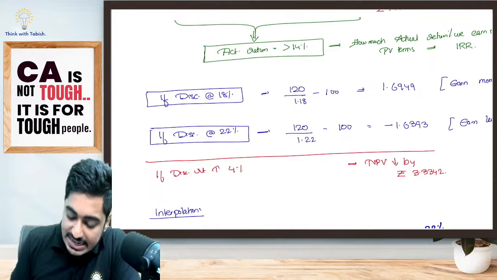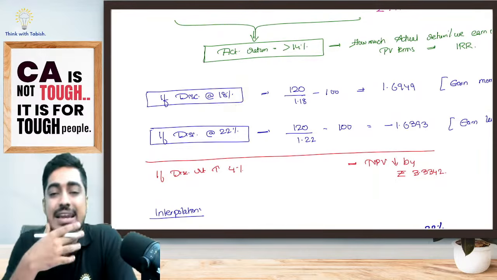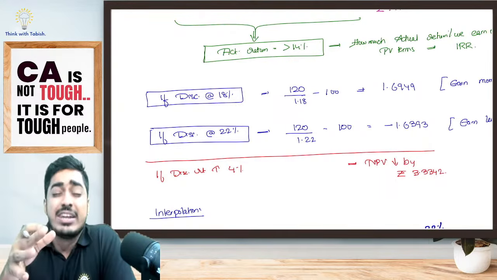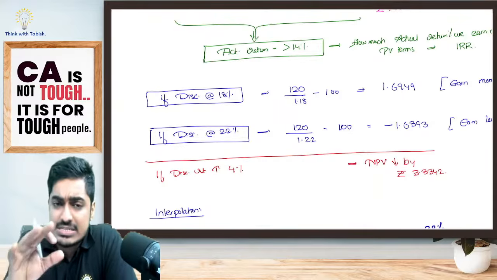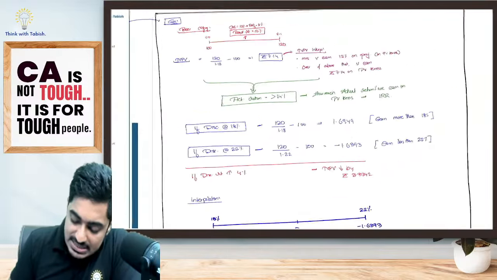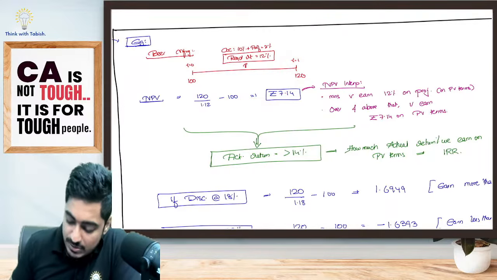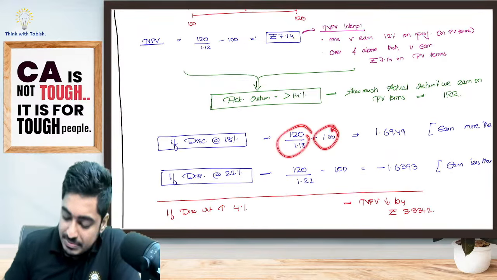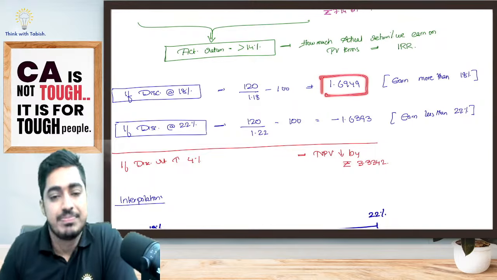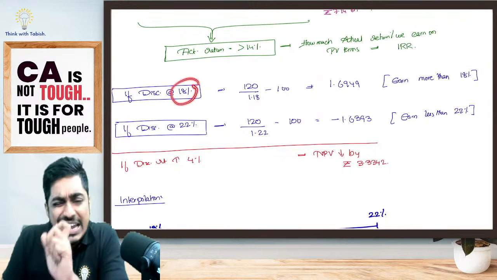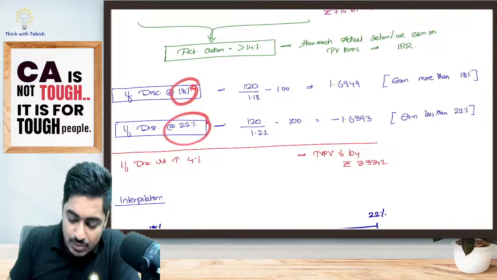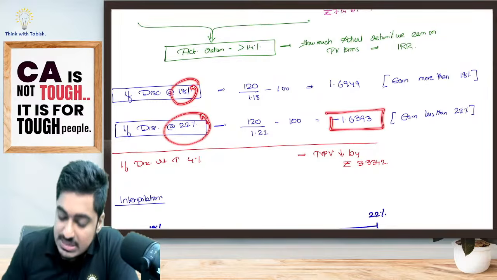Now imagine I discounted at 18%. How do we calculate internal rate of return? We will be doing interpolation. Randomly I will put a rate and check. Imagine this same story. I will discount it at 18%: 120 divided by 1.18 minus 100. I will be getting an NPV of 1 rupee. That means I'm earning a bit more than 18%. If I discount at 22%, my NPV becomes negative.